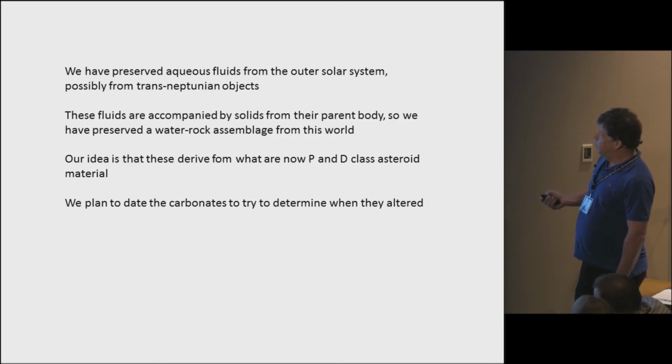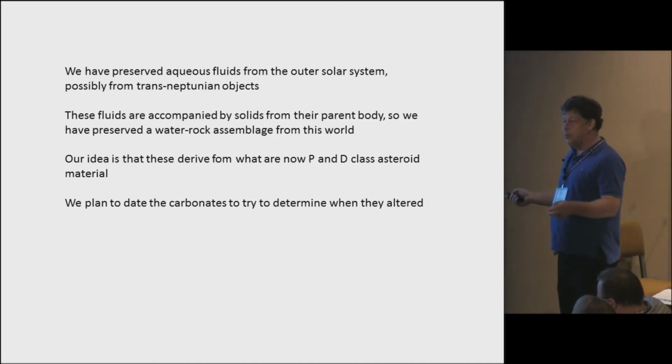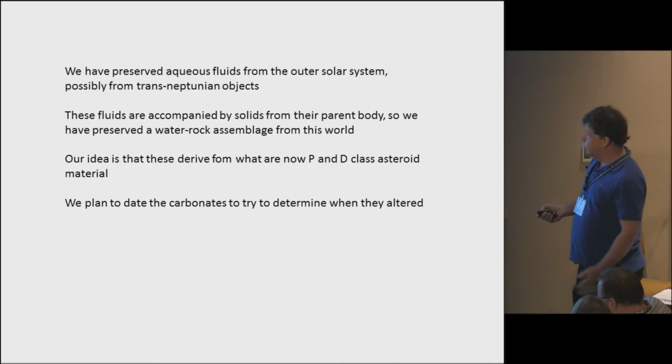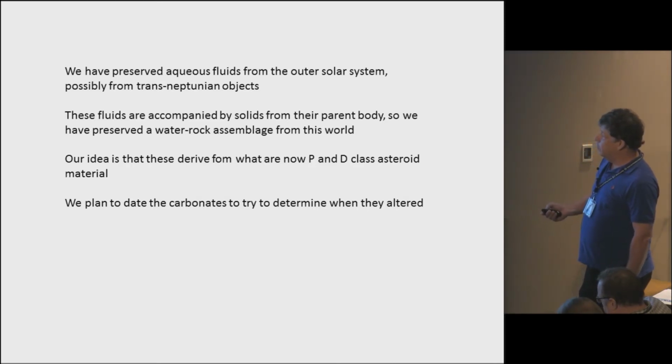Our idea is that they're from what are now P- and D-class asteroids, but they've been moved around. They probably formed further out than the giant planets and were brought in during giant planet migration, if you believe that happened. And then we're going to try to date the carbonates in one of these clasts to get timing on when this alteration occurred. It should be very, very early. We'll find out very soon. I'll stop there. Thank you.